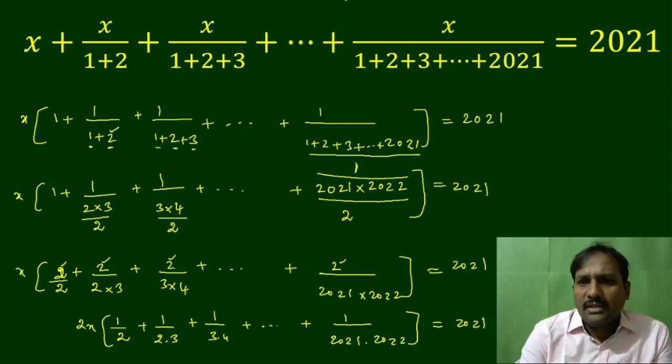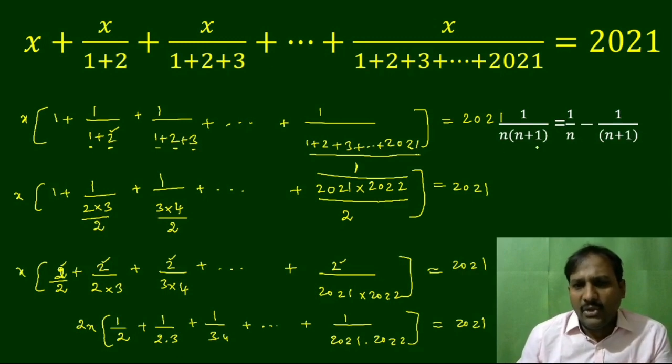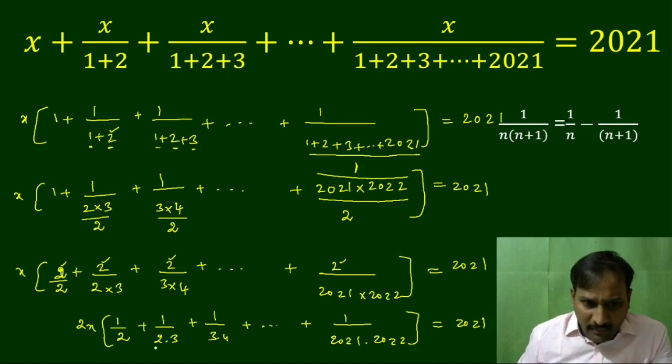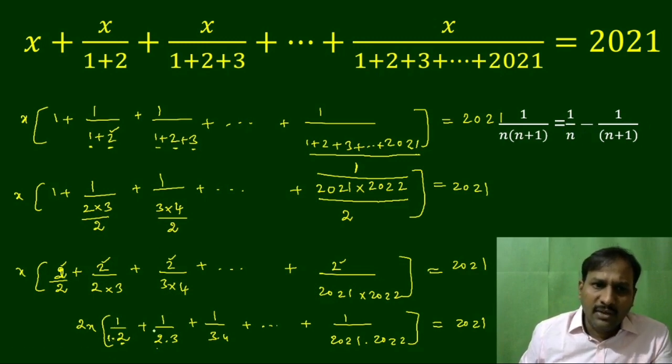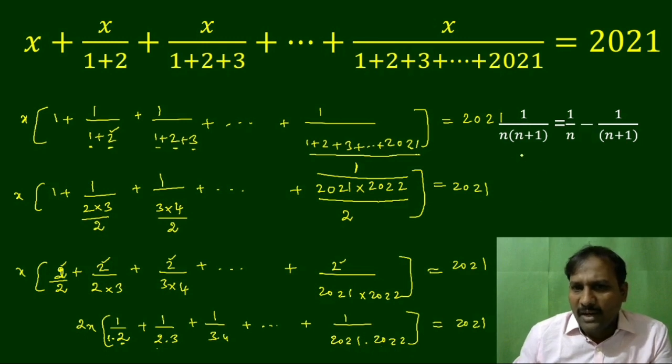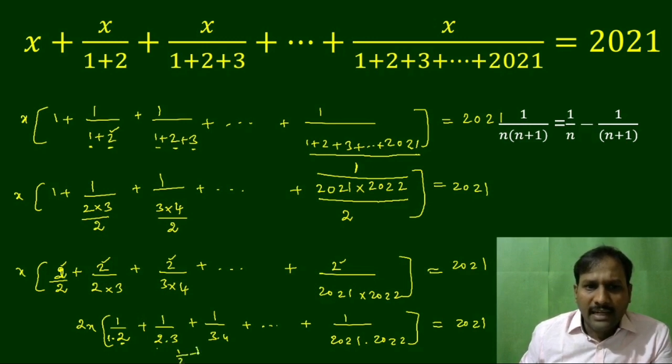Now we have to use this concept: 1 by n into n plus 1 can be written as 1 by n minus 1 by n plus 1. Here we have 1 by 2 into 3. And this 1 by 2 also, can I write it as 1 by 1 into 2? So 1 by 1 into 2 plus 1 by 2 into 3 plus 1 by 3 into 4 plus so on up to 1 by 2021 into 2022. Now by using this concept, 1 by 1 into 2 can be written as 1 by 1 minus 1 by 2. And 1 by 2 into 3 can be written as 1 by 2 minus 1 by 3. And this can be written as 1 by 3 minus 1 by 4. So let us write that.